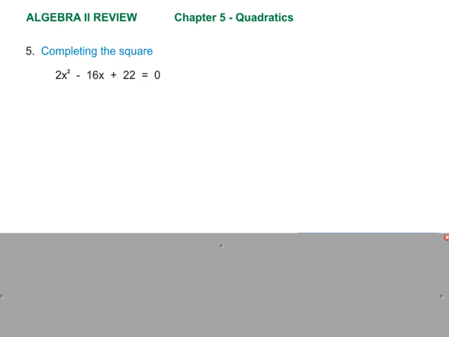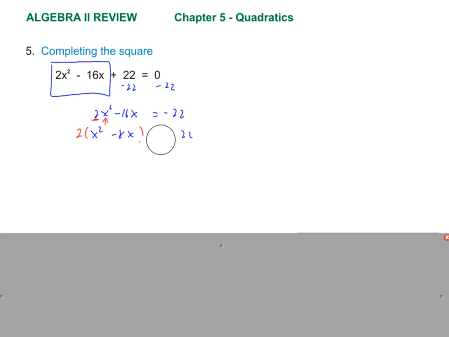First thing I'm going to do is isolate the variable terms. So I'm going to add a negative 22 to both sides. So now I'm at 2x squared minus 16x equals negative 22. I now need to get my lead term to be 1x squared, so I'm going to factor out the 2. Sometimes you'll end up with fractions on these, but that's okay. We can handle that. All right, let me give myself a little bit more room here.